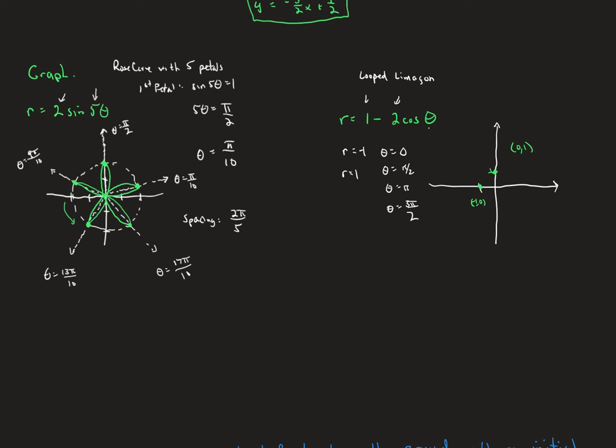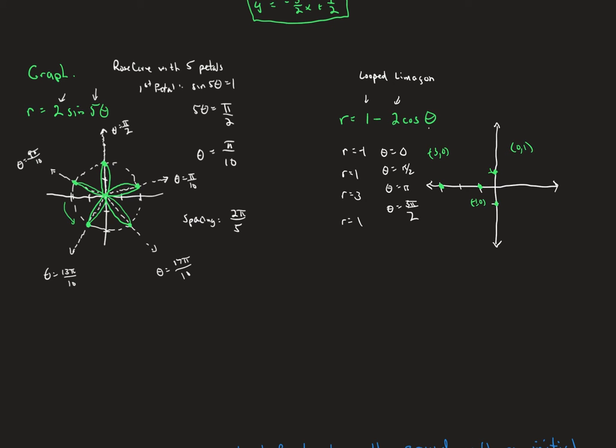At pi, cosine of pi is -1 times -2 is 2 plus 1 is 3. So r is going to be 3 on the angle pi. That's going to put us right there, and we'll label that -3, 0. And at 3 pi over 2, cosine is 0 again, so that's going to be 1. So on the angle 3 pi over 2, we're going to come 1 away.